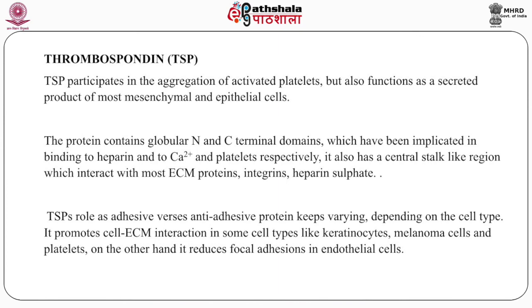The third protein in this group is thrombospondin, which participates in the aggregation of activated platelets but also functions as a secreted product of most mesenchymal and epithelial cells. The protein contains globular N and C terminal domains which have been implicated in binding to heparin and to calcium and platelets respectively. It also has a central stalk-like region which interacts with most ECM proteins.